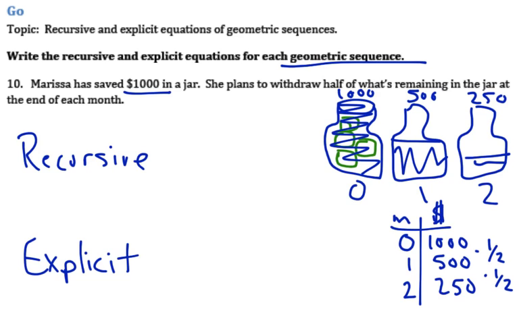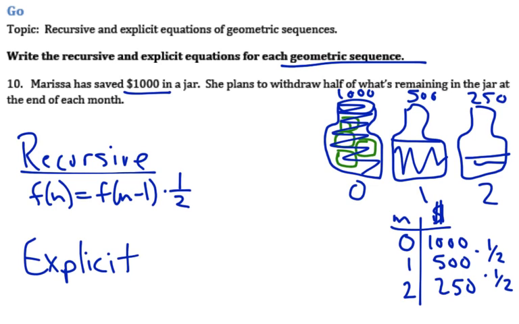Okay? So for our recursive, to get our next amount, we take the previous amount, and what did we do? We times it by a half. You could write divide by 2 there. Where did we start? Well, we started with 1,000. And that's our recursive.